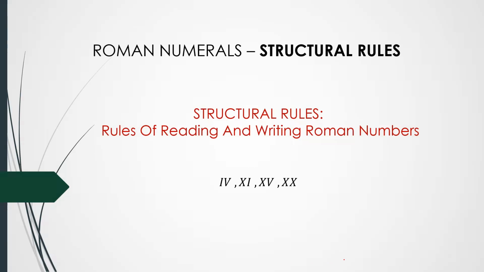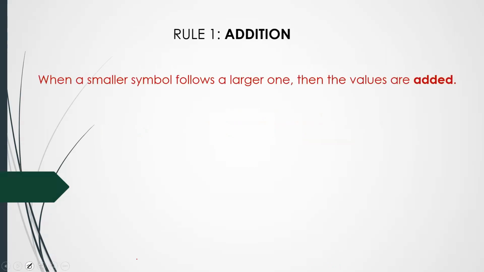Now we will move on to Roman numeral structural rules. We already know what Roman numerals are. We also know that the Roman numeral system is an additive system. Now we will learn the reading and writing rules of Roman numbers. So let us begin. The first rule is the additive rule, which is the addition.